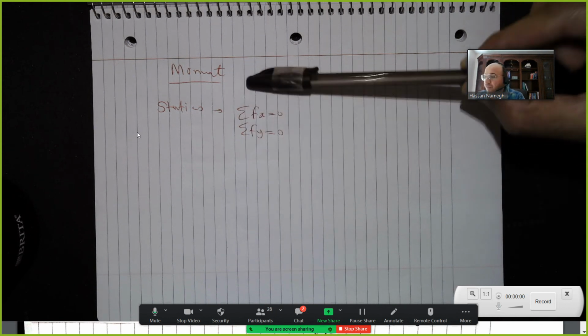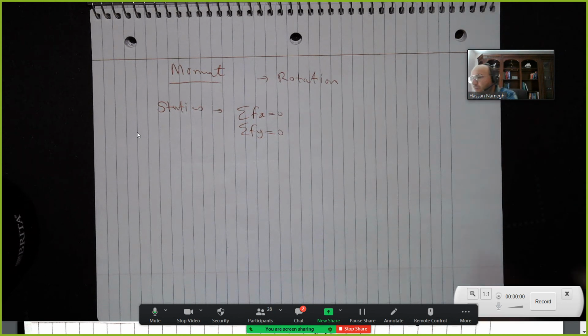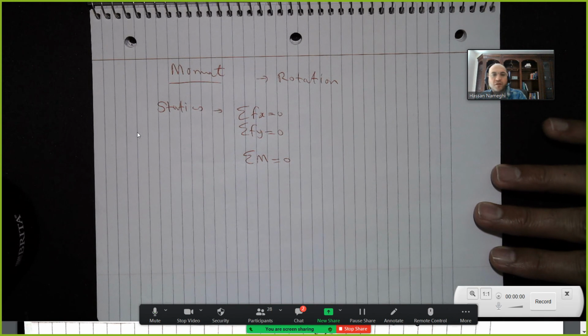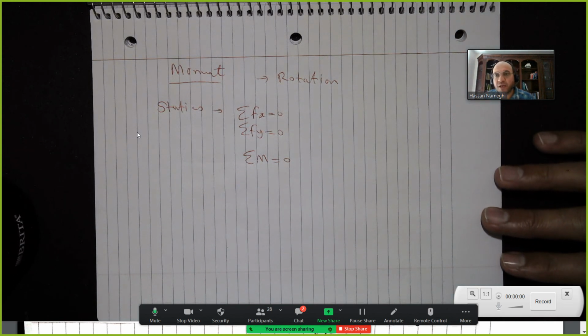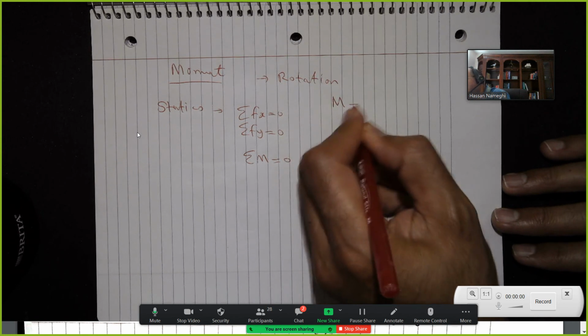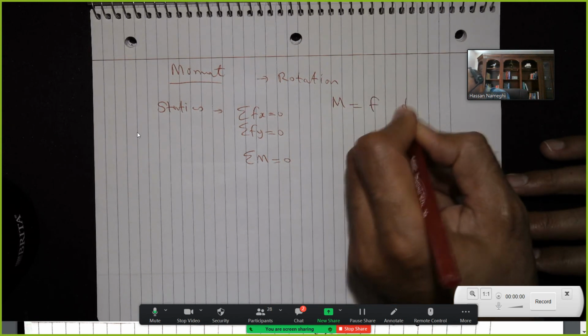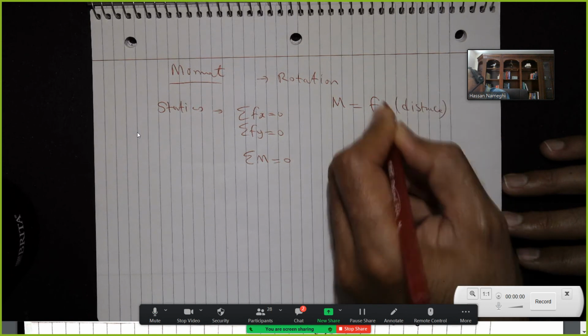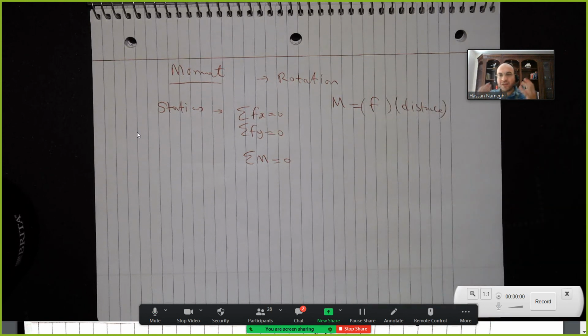Now, besides sum of Fx and sum of Fy, I need to bring a new equation, and that's what we call sum of moment equal to 0. So now, how is the rotation happening, how is the moment created? The moment is equal to force times distance, or F times d. But basically, what distance?